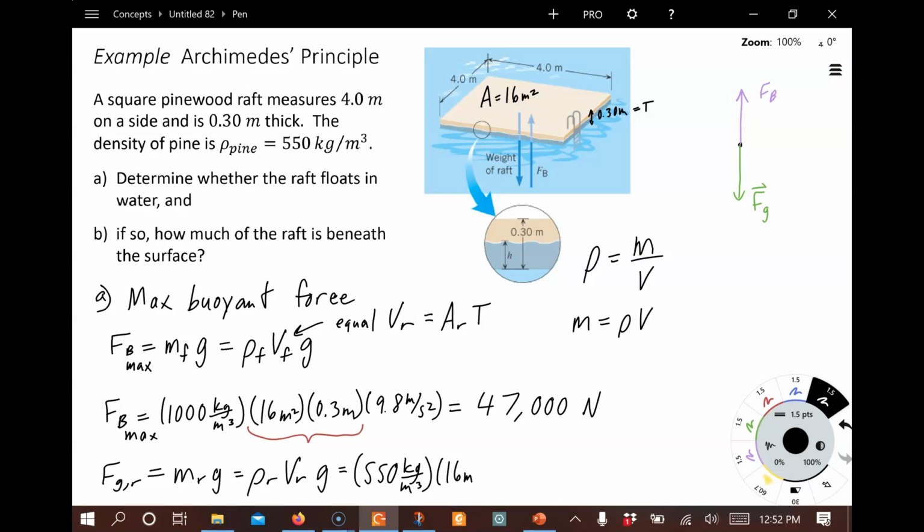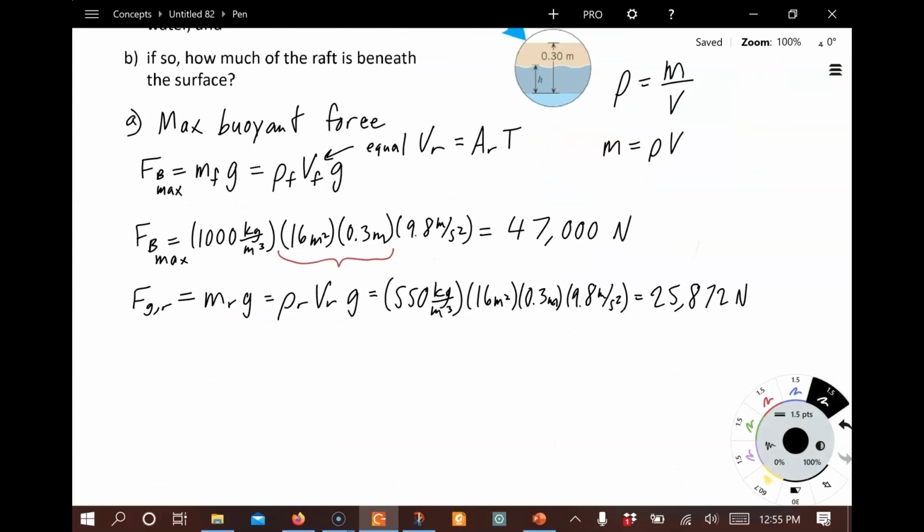16 meters squared times a thickness 0.3 meters. And finally g, 9.8 meters per second squared. And that gives us a value of 25,872 newtons. Now we can compare these two numbers here.